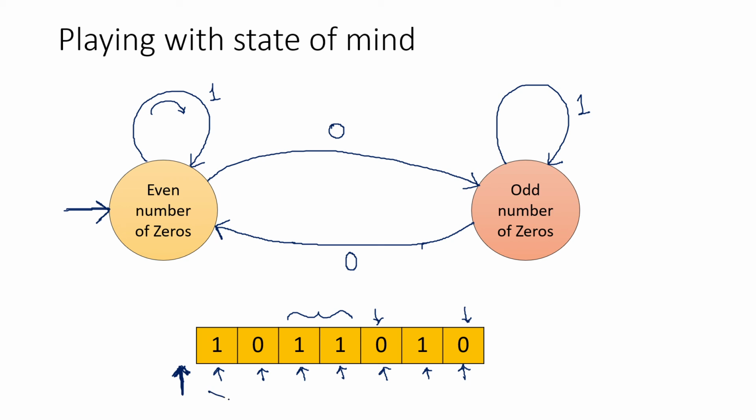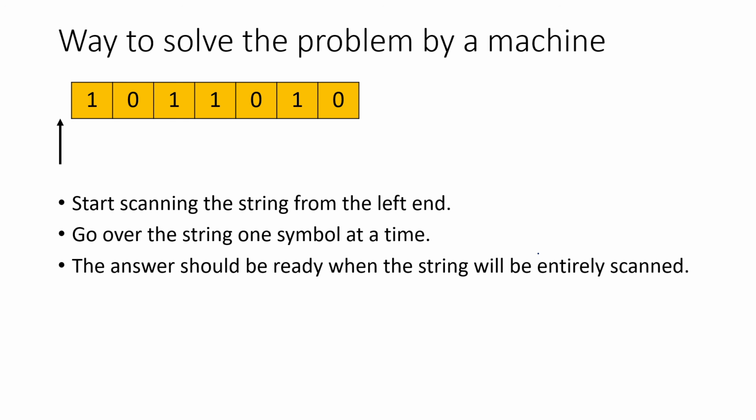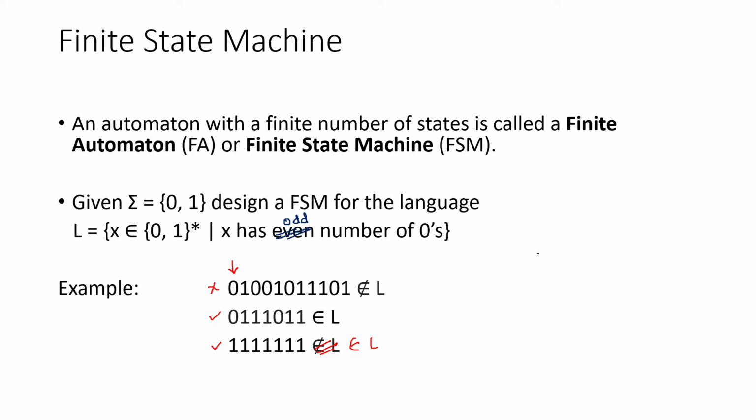And you see, after reading this whole string, since your state of mind is within this odd number of zeros, you will say that yes, this string should be within the language. This string is correct, so the finite state machine should accept it. Why is it correct? Because we are considering the language where x has an odd number of zeros. So the finite state machine should accept those strings which have an odd number of zeros.